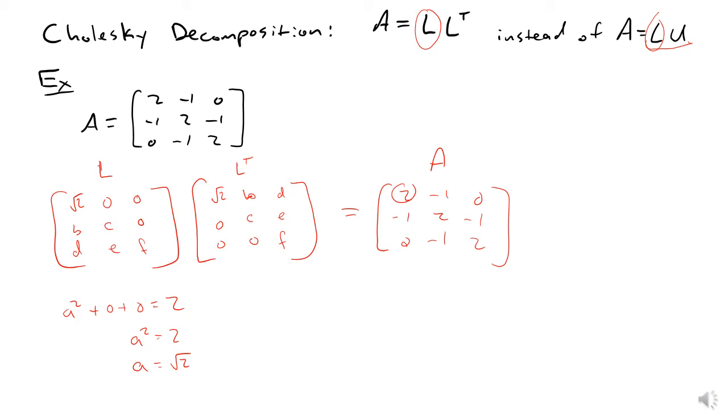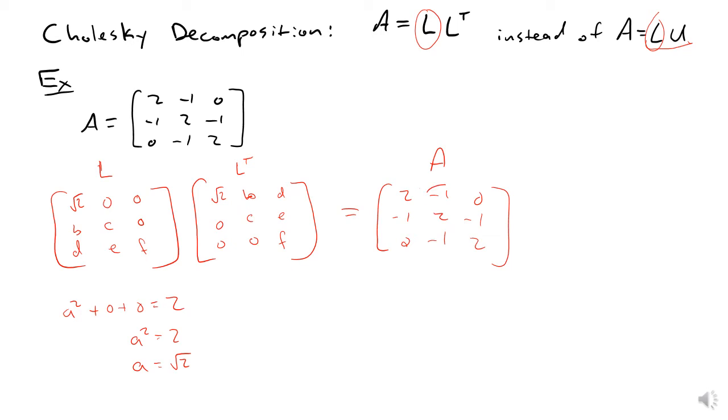And you can kind of already see how this is going to go. Just kind of keep working on finding the entries in matrix A and use a little bit of algebra to figure out what the missing pieces are to our L and L transpose matrix. So I'll go ahead and do another one.